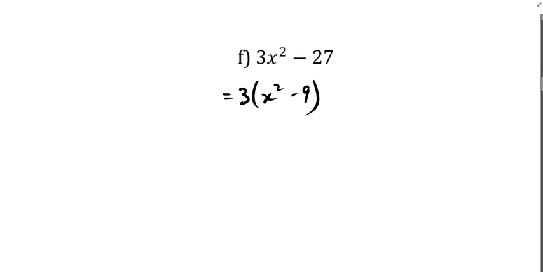Tara? What is x squared minus 9? What do you think? Jaden? Yeah. What do you call it, Alan? So three brackets, x plus 3, and then bracket x minus 3. Yeah, very good. Megan? Oh, yeah. What is it called?